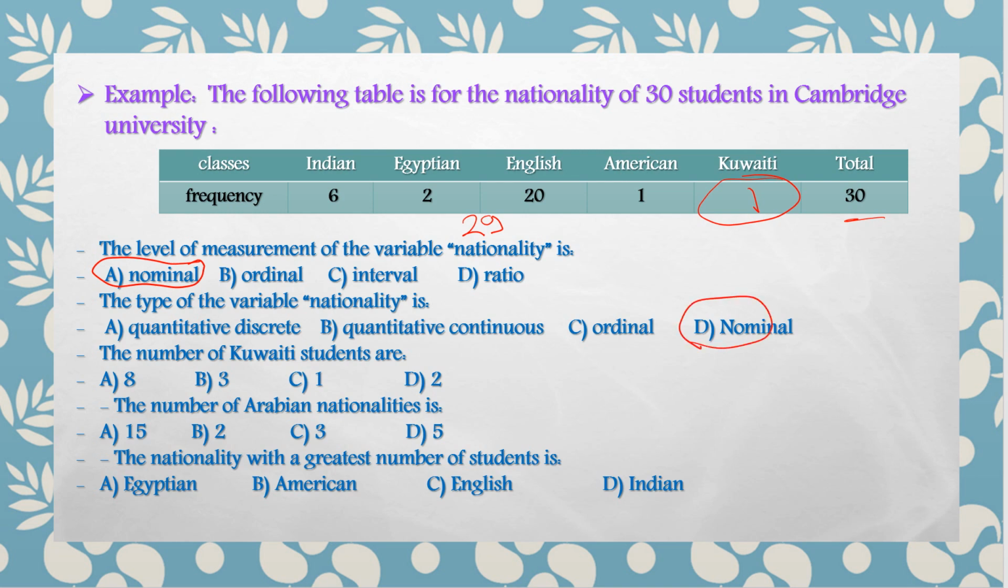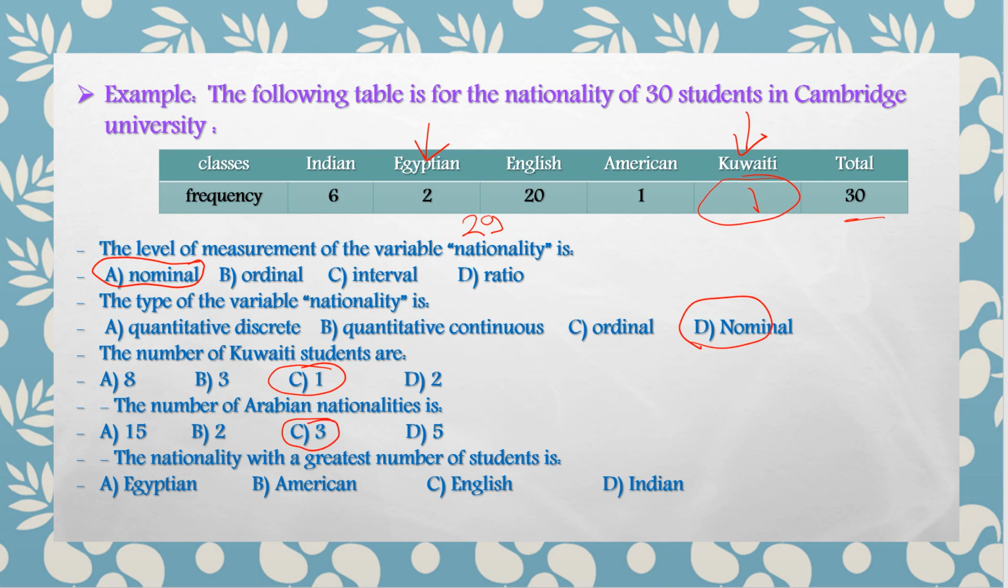The number of Kuwaiti students is 1. We just found the number of Kuwaiti students, the missing value. The number of Arabian nationalities is... The Arabian nationalities here are Egyptian and Kuwaiti. The Egyptian students are 2, and Kuwaiti students are 1. So 2 plus 1 equals 3, so the number of Arabian nationalities is 3, and the correct answer is 3.